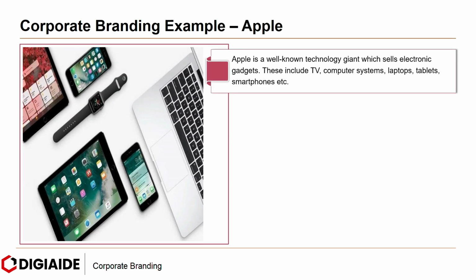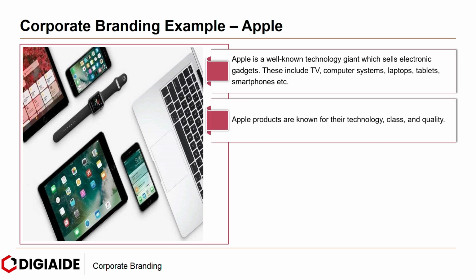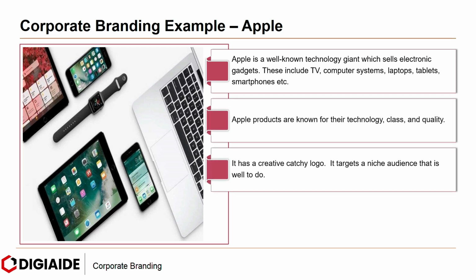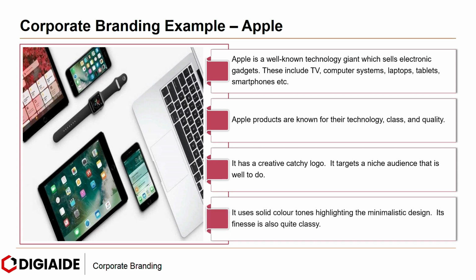Next, Apple. Apple is a well-known technology giant which sells electronic gadgets. These include TV, computer system, laptop, tablets, smartphones, etc. Apple products are known for their technology, class, and quality. It has a creative, catchy logo. It targets a niche audience that is well-to-do. It uses solid color tones highlighting the minimalistic design. Its finesse is also quite classy.